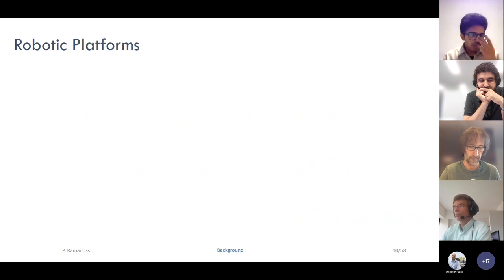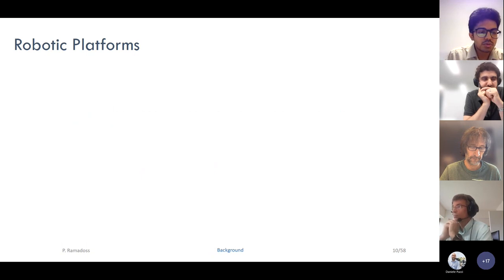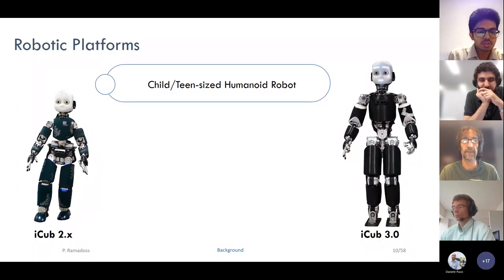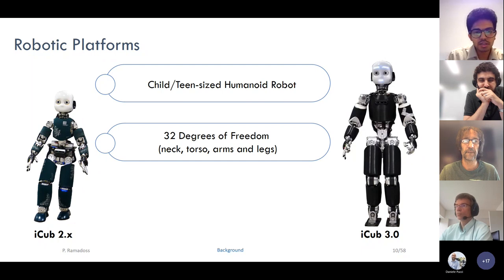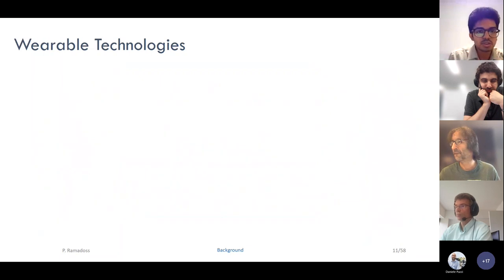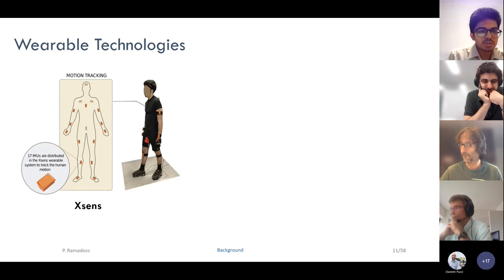The experiments conducted within the scope of this thesis were basically on two robotic platforms, which is iCub 2.5 and iCub 3.0. These are child and teen-sized humanoid robots, each with 32 degrees of freedom across the neck, torso, arms, and legs. And they are equipped with distributed inertial and force torque sensing technologies that enable whole body dynamics, estimation, and control. For what concerns the human agents, we relied on two motion tracking systems. The first one was a commercially available Xsens suit that consists of 17 inertial sensors distributed across the body of the human for whole body human motion reconstruction.